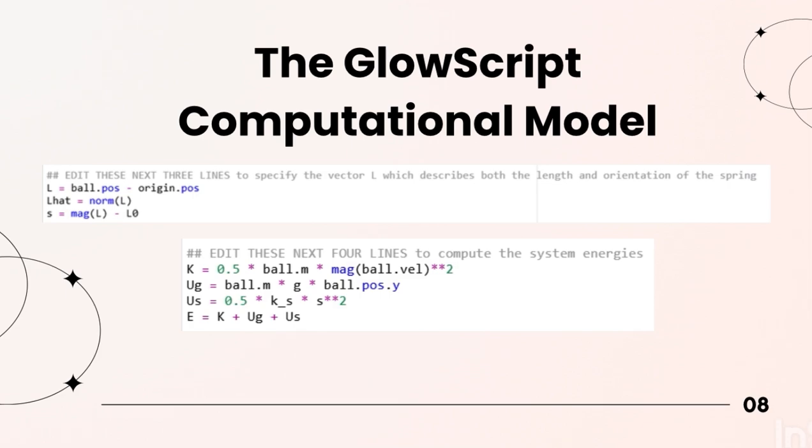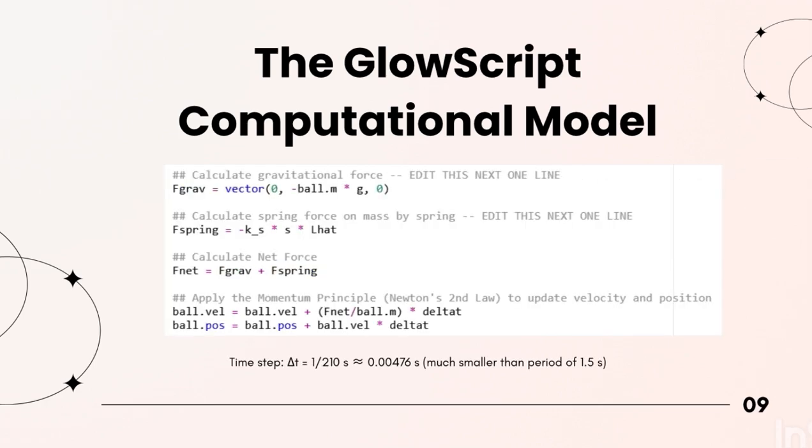Here is the core of the ClosScript computational model. At each time step, we first compute the spring vector L, the vector pointing from the attachment point to the ball's current position. From this, we get the unit vector L hat and the stretch S. We update the energies using the formulas already shown in the slide titled Physics Principles Used. We then calculate the gravitational force straight downward and the spring force pointing back along the spring toward the attachment point. Adding these gives the net force.